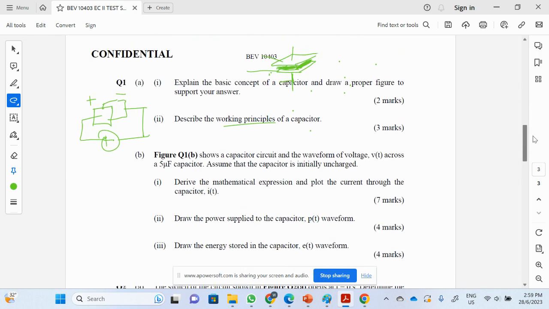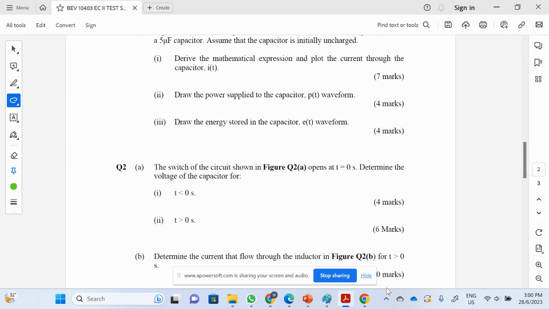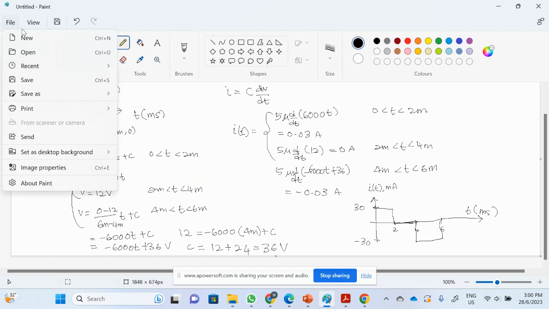Next part of the question. Draw the power supplied to the capacitor. Okay. Draw the power supplied. In order to calculate the power, okay, firstly, let me remove this.